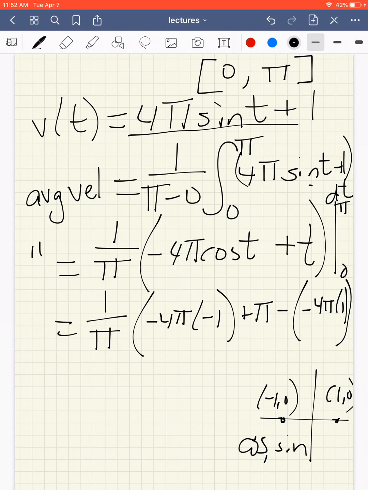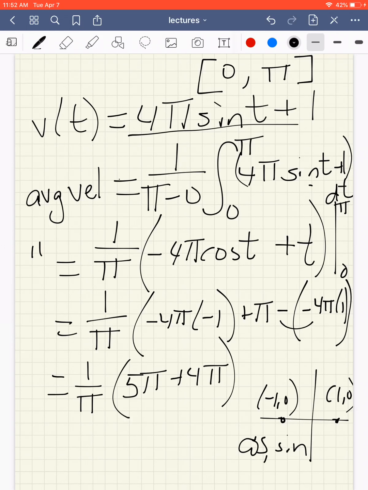Okay, so now when we multiply here, what does that come out to? Minus minus, plus 4 pi plus pi is 5 pi. So it's going to be 1 over pi times, this is 5 pi, and then this is plus 4 pi. So that's 9 pi over pi, which just becomes 9. Okay, next one, 90.4.